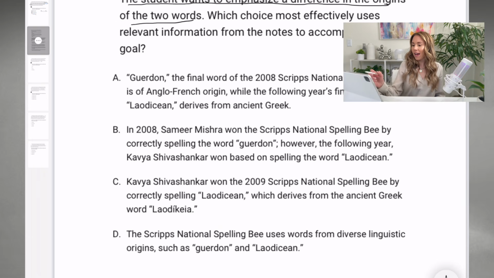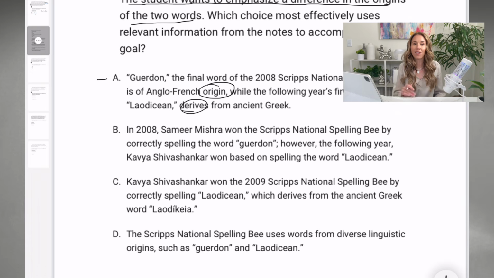Oh my gosh, in A, it talks about the first word being of Anglo-French origin, whereas the second, oh my gosh, I probably just butchered that. If you know how to pronounce that, comment below. It derives from ancient Greek. Well, that's talking about the origins right there. I'm pretty confident it's A.